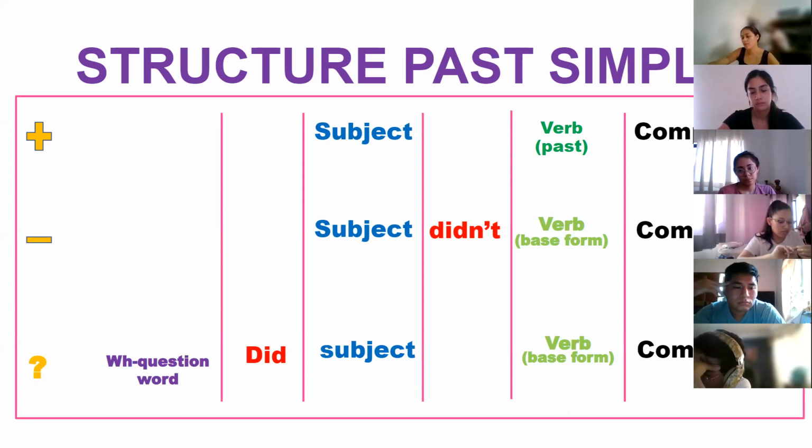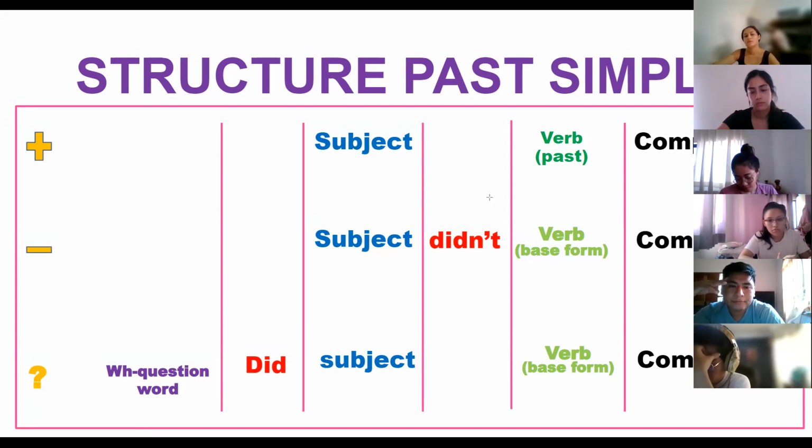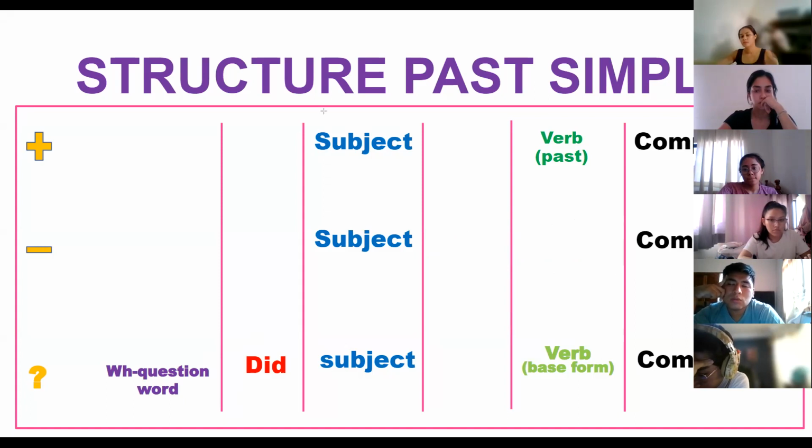¿Ok? ¿Y qué pasa cuando tenemos verbo to be? ¿Cuál es la diferencia? ¿Alguien me podría decir? What is the difference when we have a verb to be and we need to do a sentence in the simple past? No va el auxiliar y va el was y el were. Yes, we don't need the auxiliary verb. Okay, and the verb is the verb to be in the past, right?